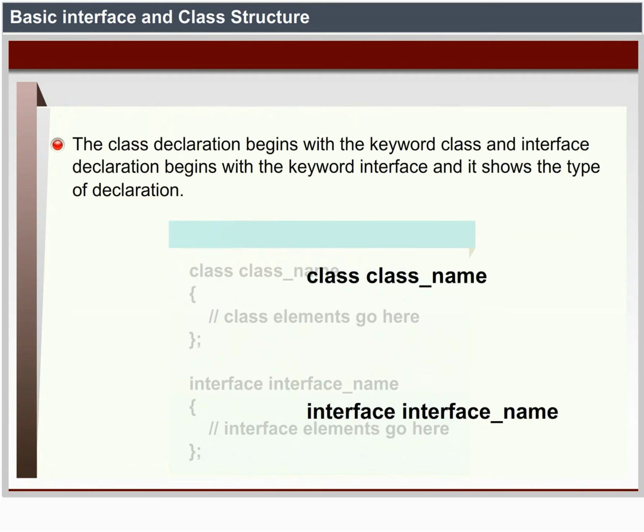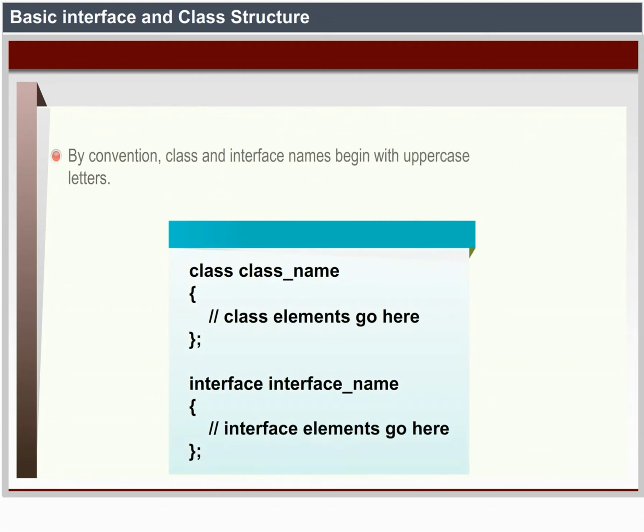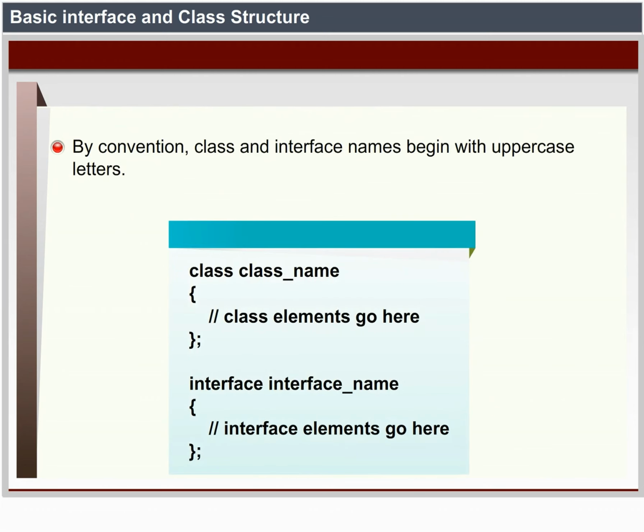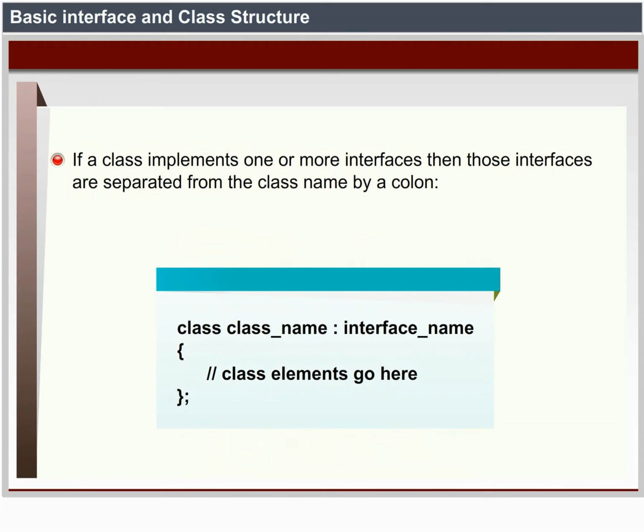Each declaration begins with either the keyword class or interface to identify which element is being declared. The keyword is followed by the name of the interface or class. By convention, class and interface names begin with uppercase letters. If a class implements one or more interfaces, those interfaces are separated from the class by a colon. We can see the program.